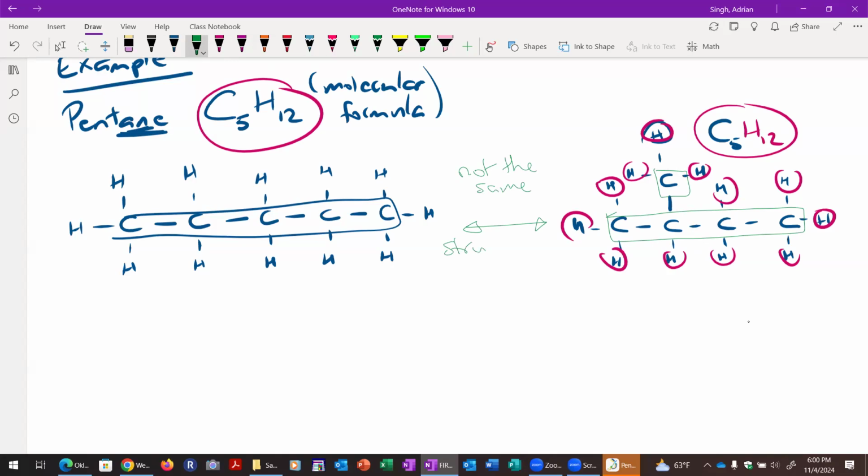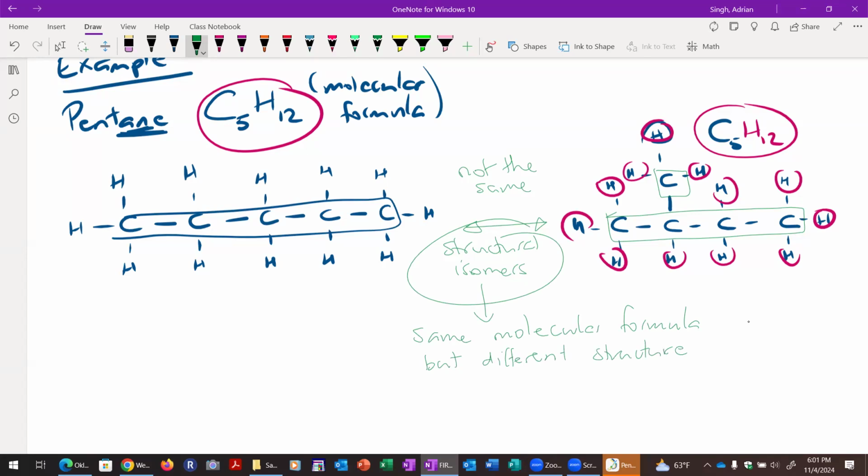These are structural isomers. Structural isomers are things that have the same molecular formula, the same components, but different structures. That is very common in organic chemistry, and a lot of times these isomers have different characteristics than the original one.